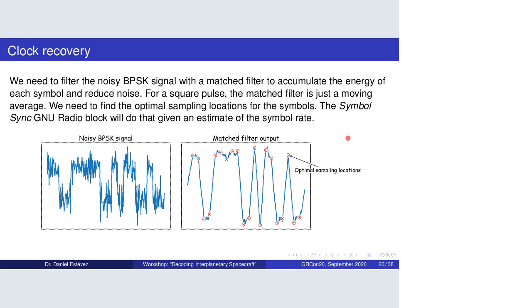The way to do this in GNU Radio, the matched filtering is easy. We can use an FIR filter for this. And since here the pulse shape is just a square wave, the matched filter will be a square wave, which means a moving average. For the optimal sampling locations, we can use one of the symbol synchronization blocks in GNU Radio, for example, the symbol sync block. And Andy Walls, who made this block, has a very nice talk in GRCon 2017, completely devoted to this symbol sync block. So I suggest that talk for more details.